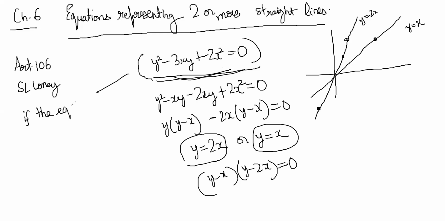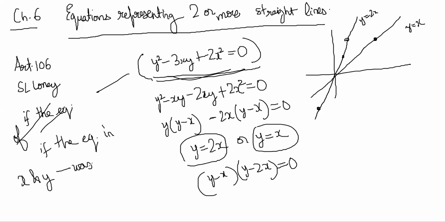the equation in x and y was homogeneous, what is the meaning of homogeneous? Homogeneous means this expression has all the terms of the same degree. See, y square, xy has 1 plus 1 degree, x is 1, y is 1, so 2, and 2x square has 1 plus 1 degree 2, right? So all the terms have a degree 2, so this is called homogeneous.